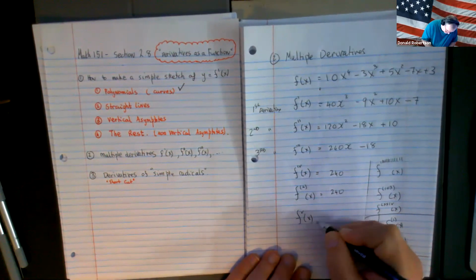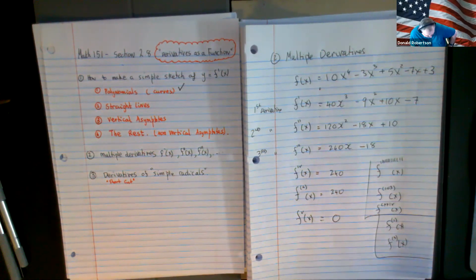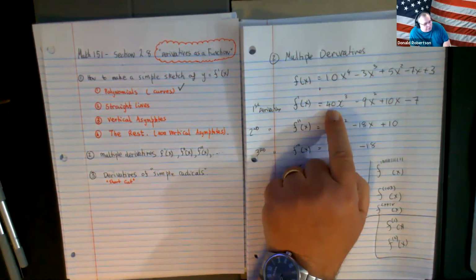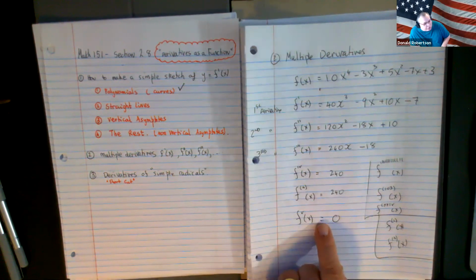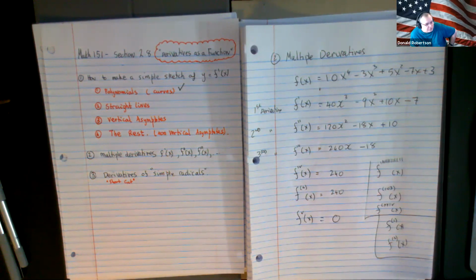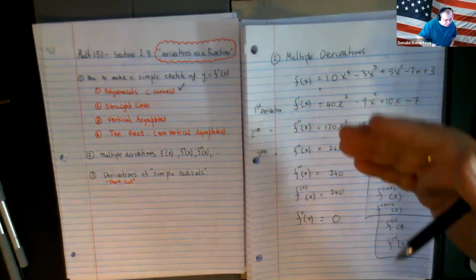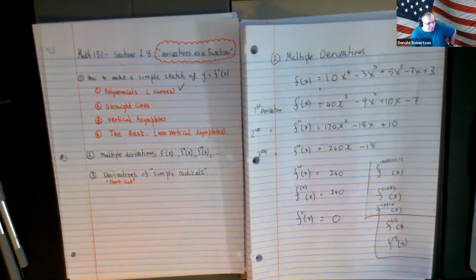Now, fifth derivative, 0. Have you noticed something about multiple derivatives of polynomials? Every time you take the derivative, doesn't the polynomial reduce by 1? And eventually, won't the derivative become 0? Right. So if you take any polynomial and you keep on finding the derivative and then find the derivative of that and then find the derivative, won't you eventually destroy all the data and it'll just be a 0? Interesting.